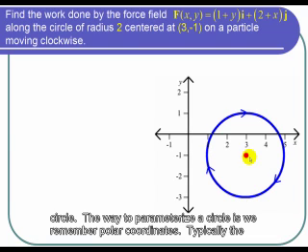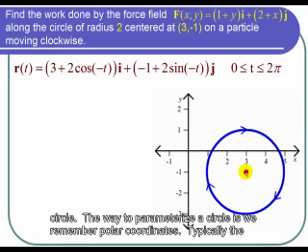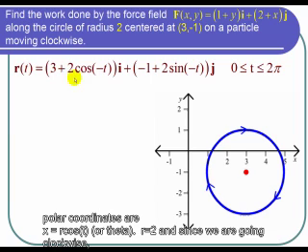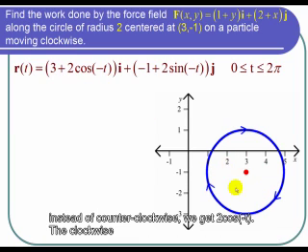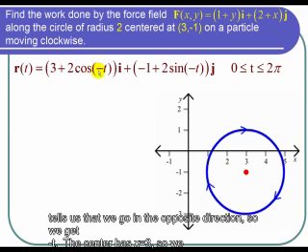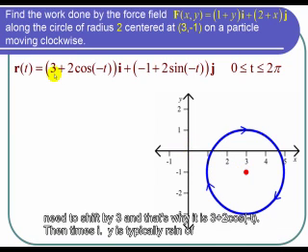The way to parameterize a circle is we remember polar coordinates. Typically, x is equal to r cosine of t, or theta. R is 2. And since we're going clockwise instead of counterclockwise, we get 2 cosine of negative t. The clockwise tells us that we go in the opposite direction, so we get negative t. We're centered at x equal to 3, so we need to shift by 3, and that's why it's 3 plus 2 cosine of negative t, times i.